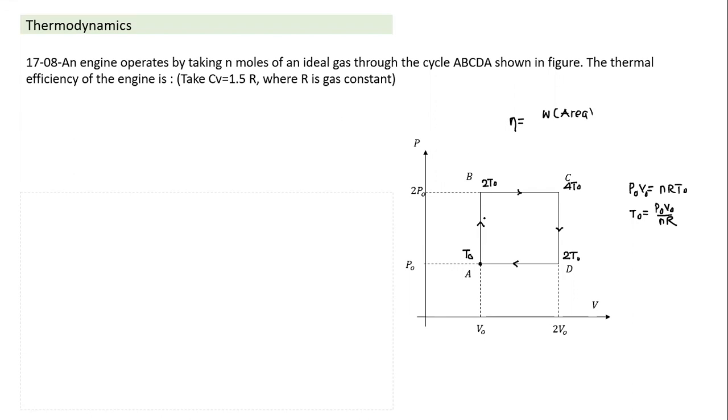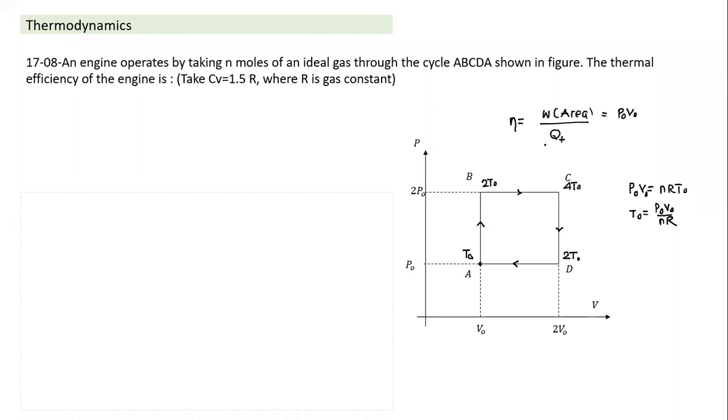What is the area here? Delta y is equal to P naught, delta x is equal to V naught. So work done is equal to P naught V naught. Work done we know already. The second thing I need to calculate is the input in the form of heat which is given to the system.